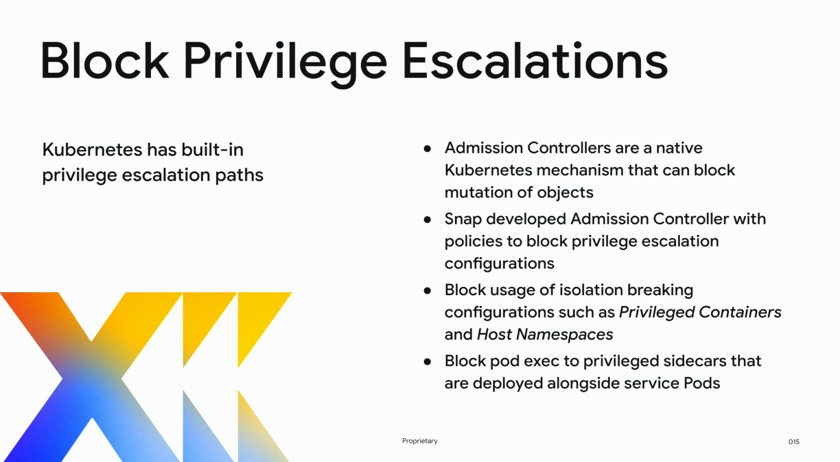For example, we restrict the use of privileged containers, which have access to all Linux capabilities, and prevent pods from using host namespaces, which could allow pods to access host resources. Both of these would break isolation between co-tenant services. By enforcing these standards, we can significantly reduce the risk of privilege escalation between services in our multi-tenant Kubernetes clusters.